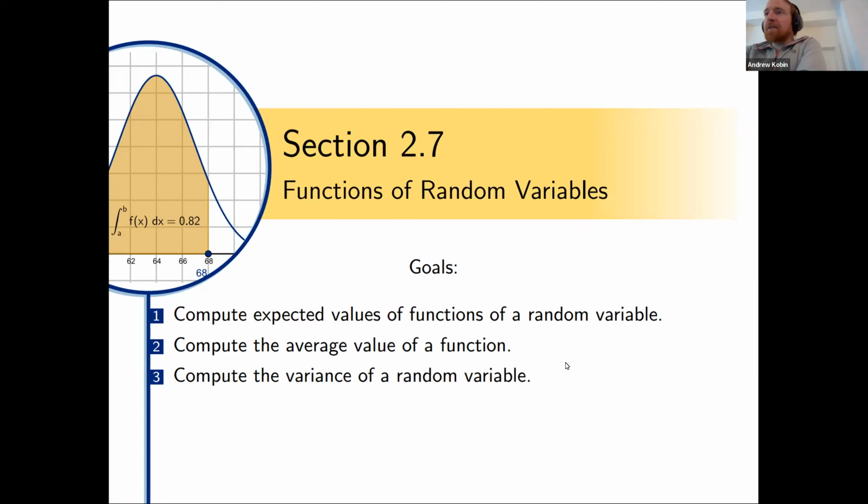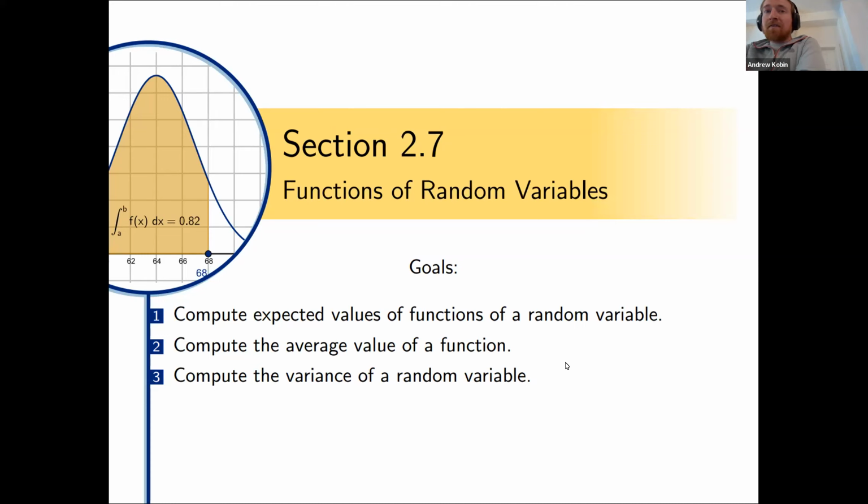This is the lecture video for section 2.7 in the textbook on functions of random variables. It's a shorter section, and we're really just going to wrap up our discussion of probability and probability density functions. We'll also introduce the notion of variance, which is related to standard deviation.